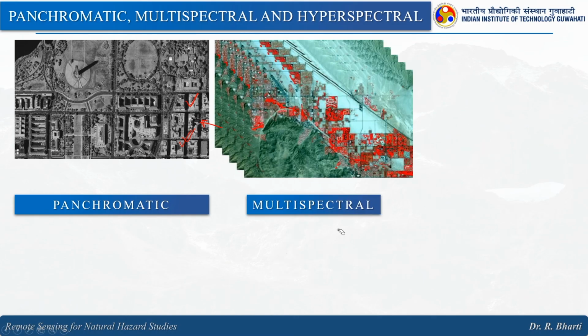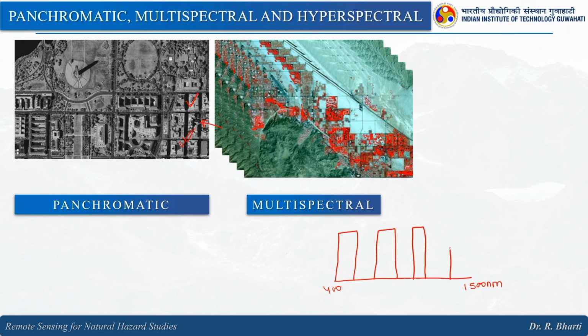Now, the next one is multispectral. Remember, in panchromatic we use the entire wavelength to generate one image, but in the same wavelength range, let us say 400 to 1500 nanometer, we can have different configurations of detectors which are able to produce, let us say, 4 images.